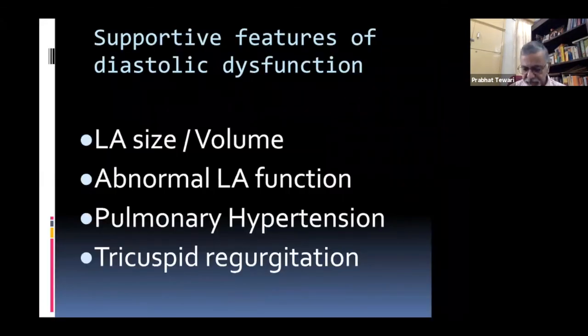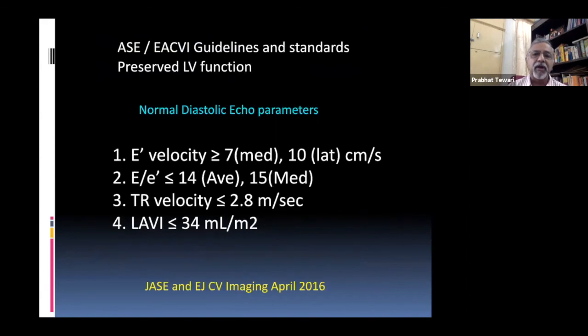Supportive features, always remember, don't forget to look at the supportive features, and they are measure the LA size in 4-chamber and 2-chamber views, volumes, right, and put them on with the body surface area. Then the abnormal LA function, pulmonary hypertension, and tricuspid regurgitation. They are very important parameters to go along with other things.